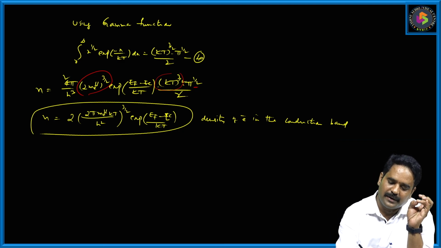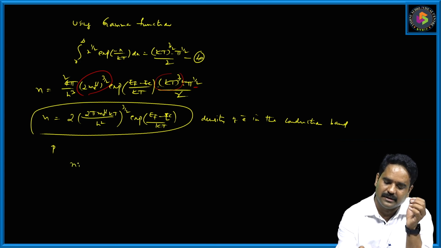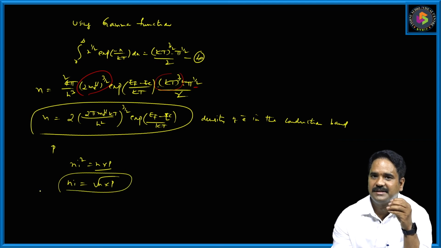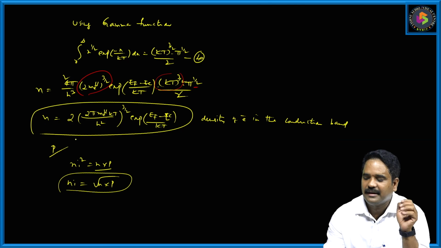We have to derive one more expression for p, that is the density of holes in the valence band. After deriving the density of holes in the valence band, we have to use the law of mass action. According to the law of mass action, ni squared equals n into p. So after deriving n and p, we will derive ni using the law of mass action. That gives the carrier concentration of an intrinsic semiconductor. So dear students, we will derive the second expression, the density of holes in the valence band, in the next session. Okay, thank you for watching.